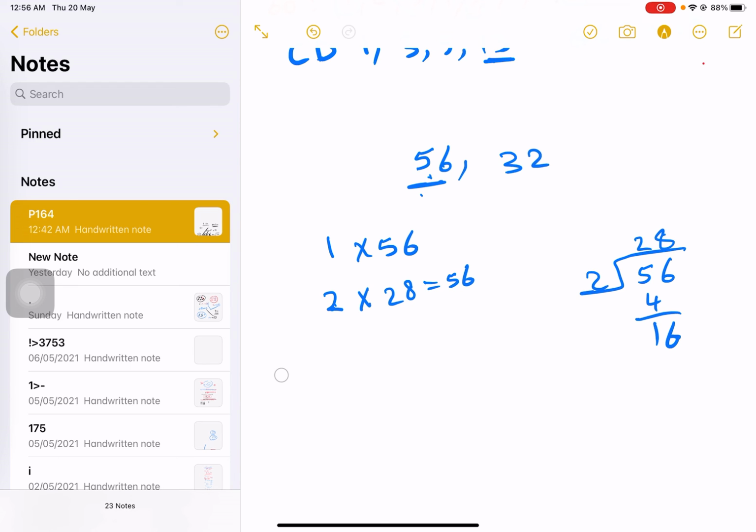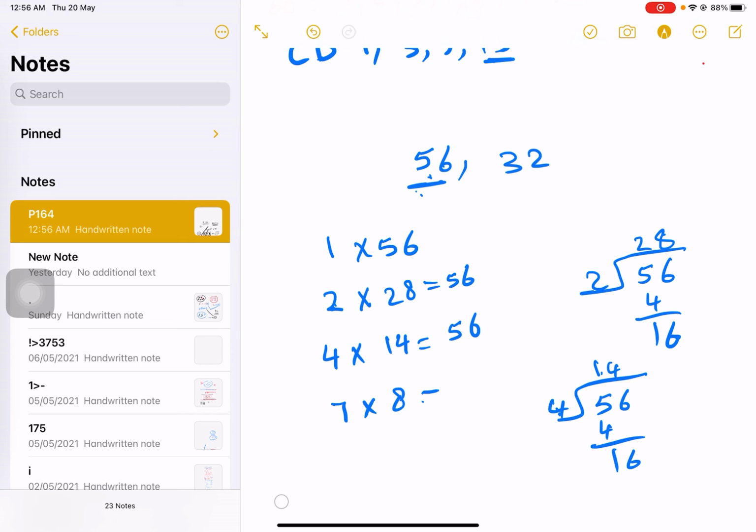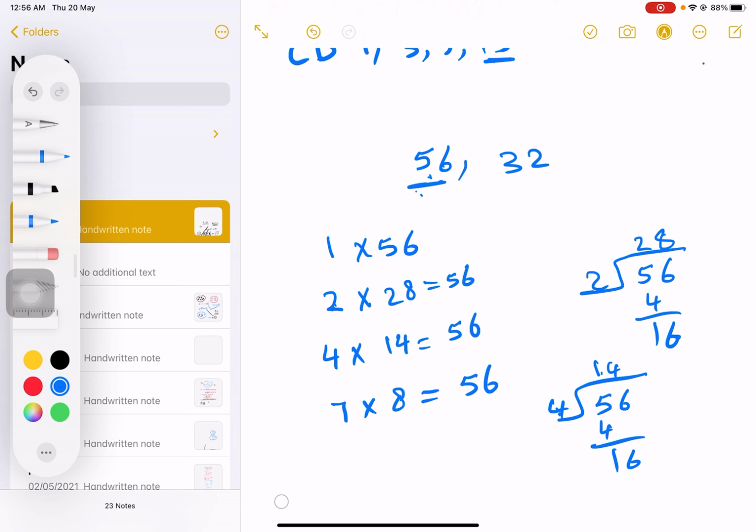Now, 5 and 6 make 11. 11 is not a multiple of 3, so 56 is not divisible by 3. By 4: what number do you get when you divide 56 by 4? It's 14. So 4 multiplied by 14 equals 56. By 5, it is not divisible. By 7, it's divisible. 7 multiplied by 8 gives me 56. Finished with 56.